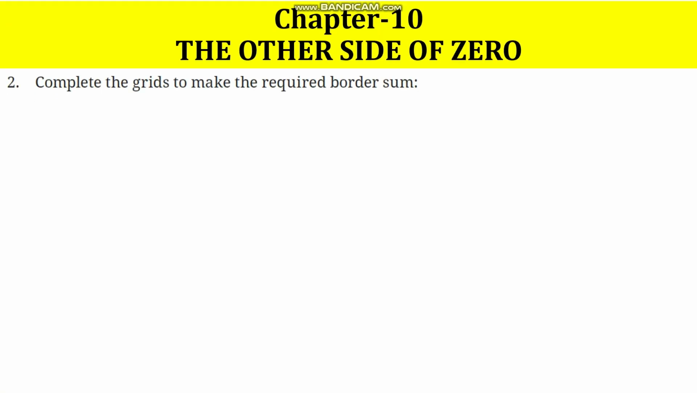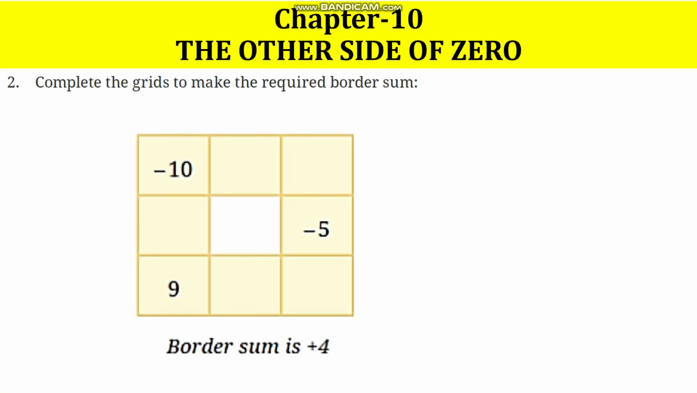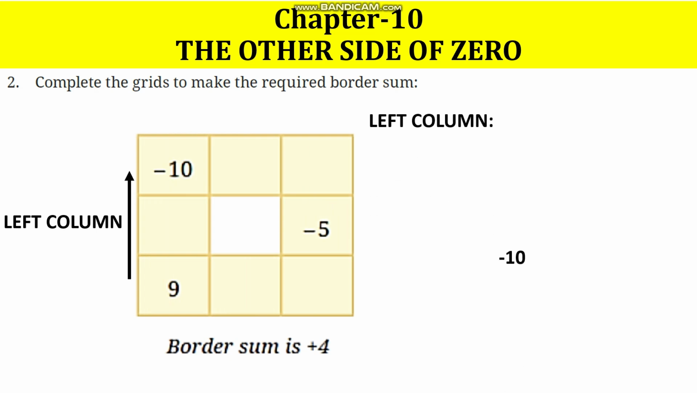Question number 2. Complete the grid to make the required border sum. Again we have a hollow integer grid, but we need to fill in the numbers to make the border sum +4, row wise or column wise. When we talk about the left column, we have the integers -10 and 9. When we add these, we get -1. So what number can we add with -1 to get +4? We know that it is +5, and 5 minus 1 is 4. So here we can write down 5.